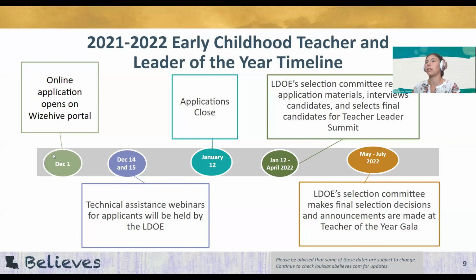So the timeline of this: on December 1st, our online application went live. So some people have already started their drafts of applications. Yesterday and today, we posted webinars to help you with the application process itself. January 12th is when those online applications will close. January 12th through April is when we're going to have different rounds of an evaluation or review process for applicants and candidates who are a part of that session. You'll be receiving information on that as the time comes. And then our winners will be announced in the May, July timeframe at Teacher Leader Summit and ultimately at the end of year Teacher of the Year Gala.